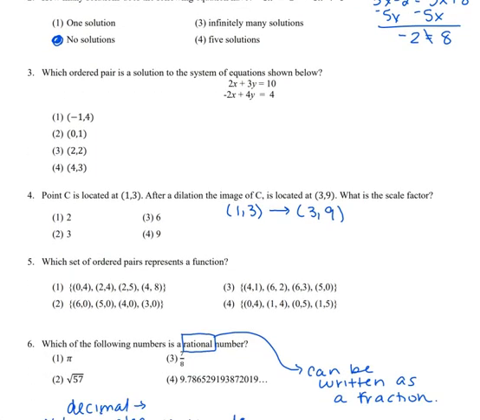For number 3, it says, which ordered pair is the solution to the system? Now, when we have two equations in standard form, we're checking to make sure that we have the same coefficient on opposite sides. So when I look at this, I have a positive 2 and a negative 2, so when I add them together, they eliminate. So 3 plus 4 is 7y, 10 plus 4 is 14, divide by 7, y equals 2. Now when I look at this, I'll see that there's only one choice where the y value is 2, so it has to be choice number 3.